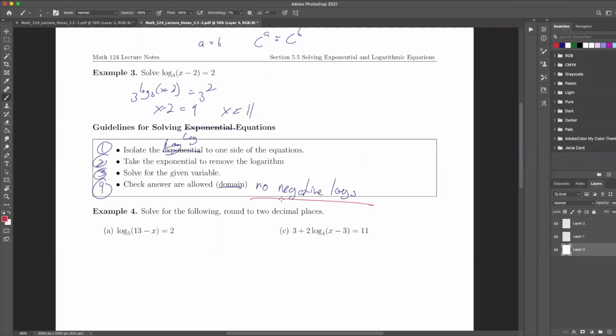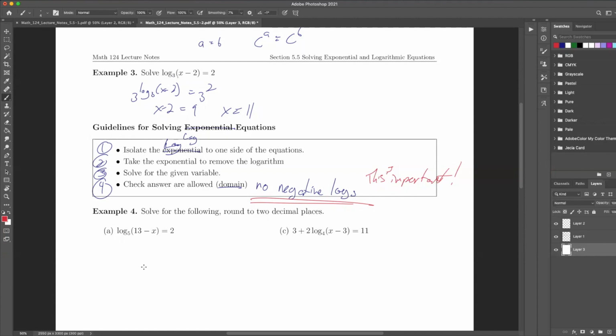All right, this is important. It is important. Kind of like when we solved, what did we do? We did square root equations. Remember how you can get extraneous answers?